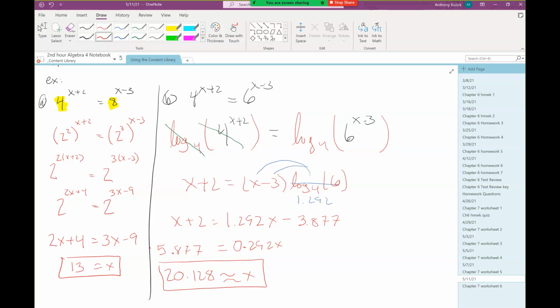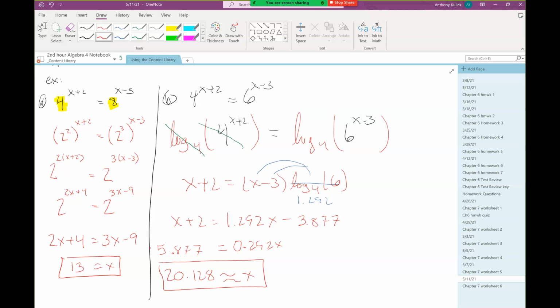Lynn? So you could have done log 6, it doesn't matter which one you choose. Correct. Yeah. And in fact, you didn't even have to do log base 4 or log base 6. Any log, you could still get the same answer. It just may be a little bit more work. But the log base 6 wouldn't have been any harder, right? You have the x minus 3 on the other side, you'll have a decimal.